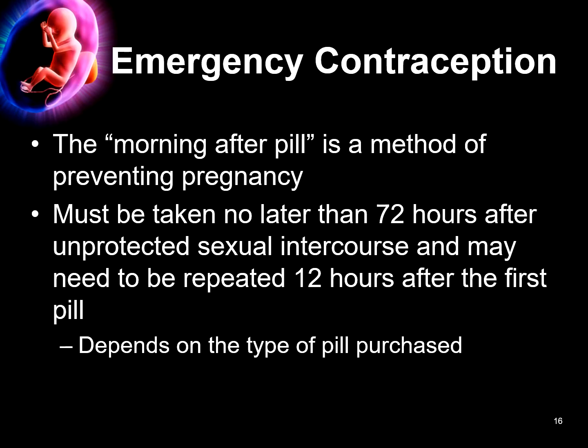Emergency contraception, otherwise known as the morning after pill, is a method of preventing pregnancy. The Plan B must be taken no later than 72 hours after unprotected sexual intercourse and may need to be repeated 12 hours after the first pill. And that depends on the type of pill purchased. There are at least 2 types of emergency contraceptions on the market.